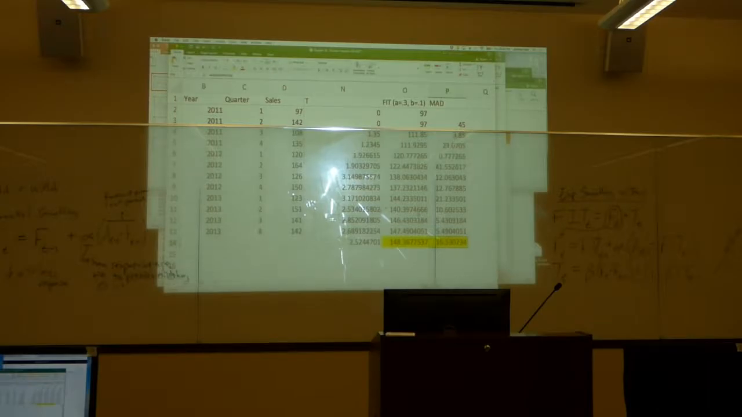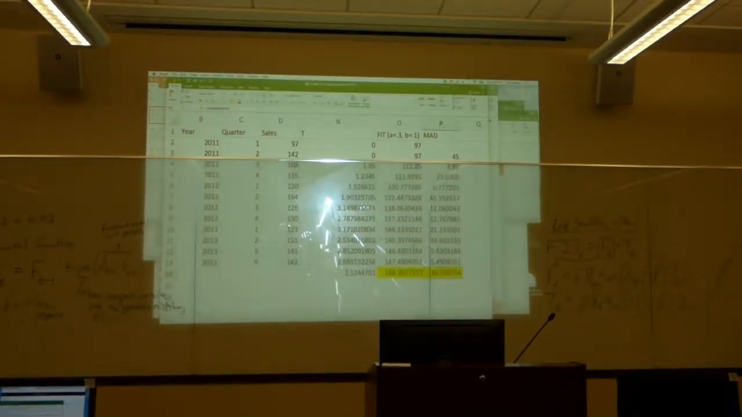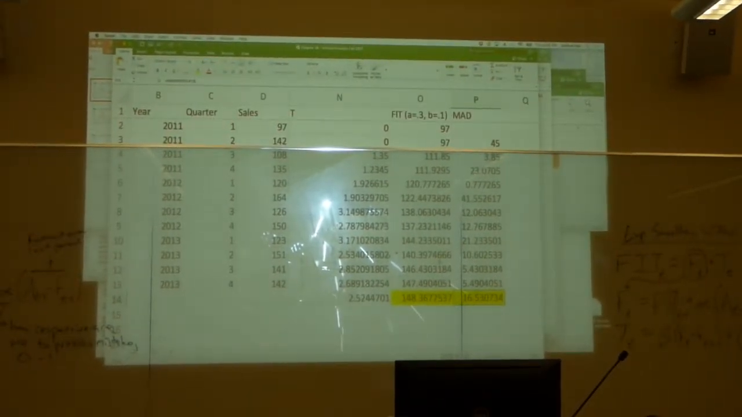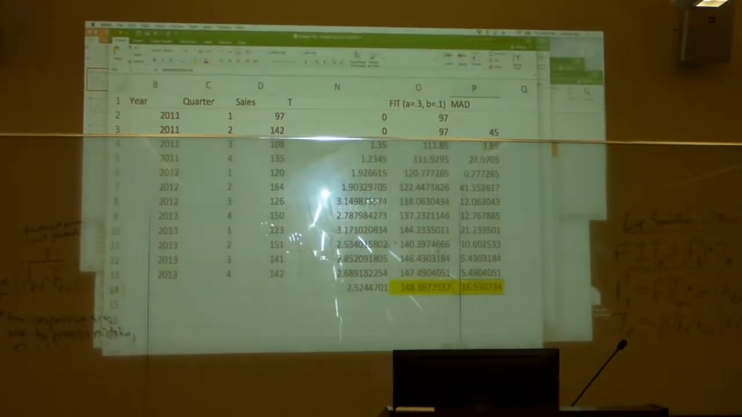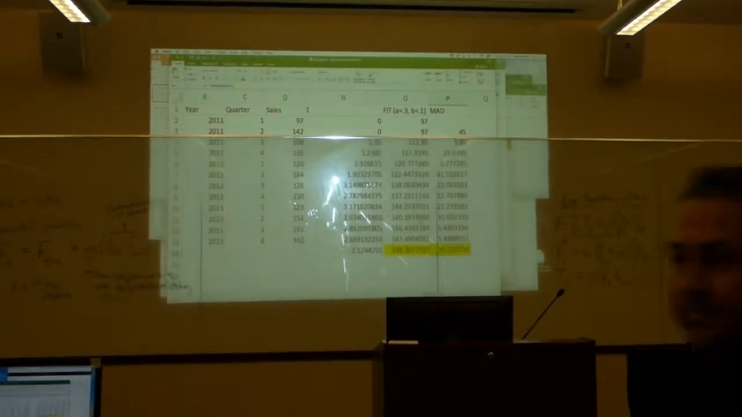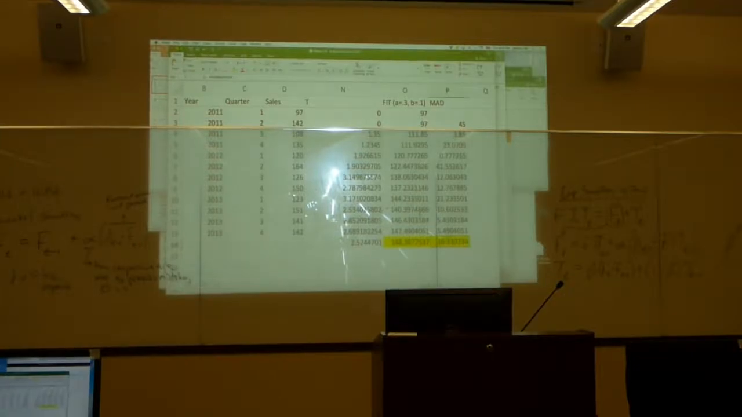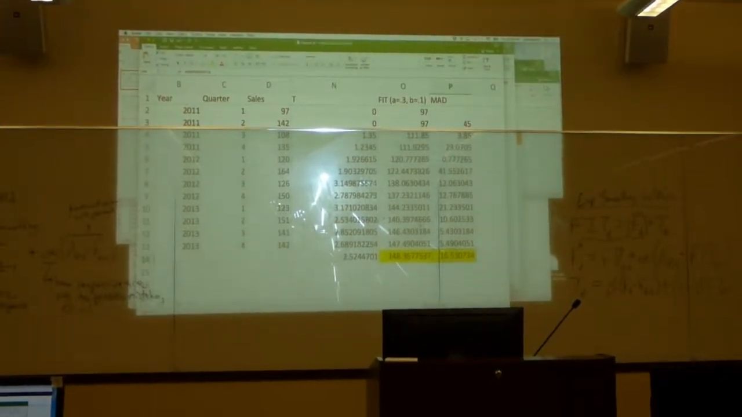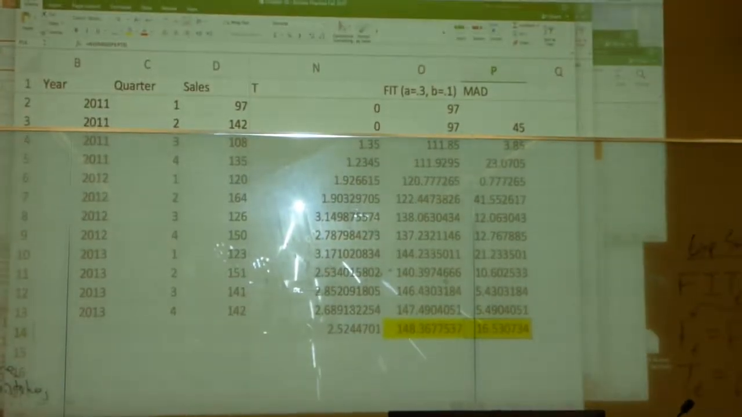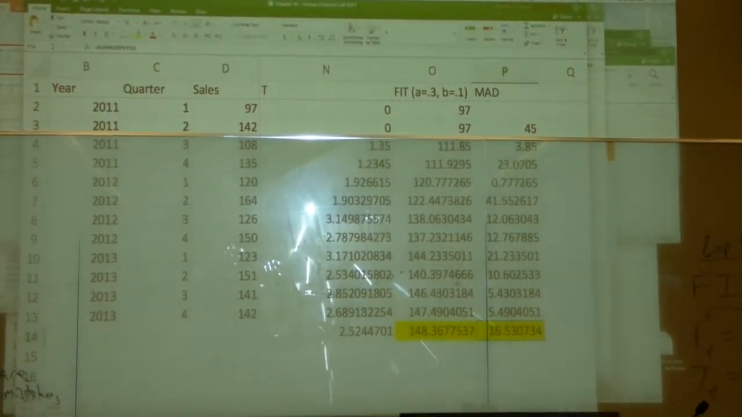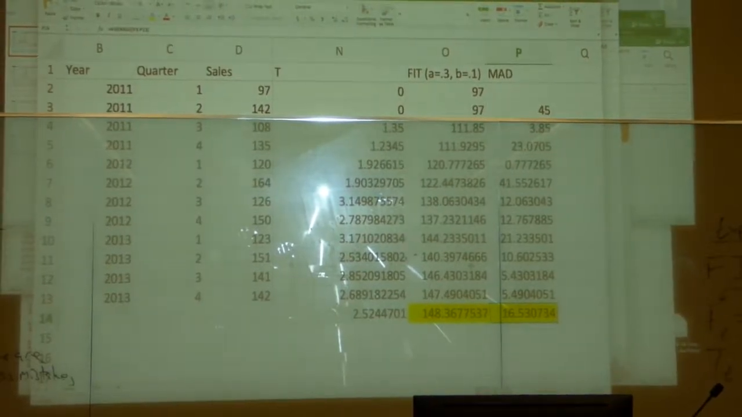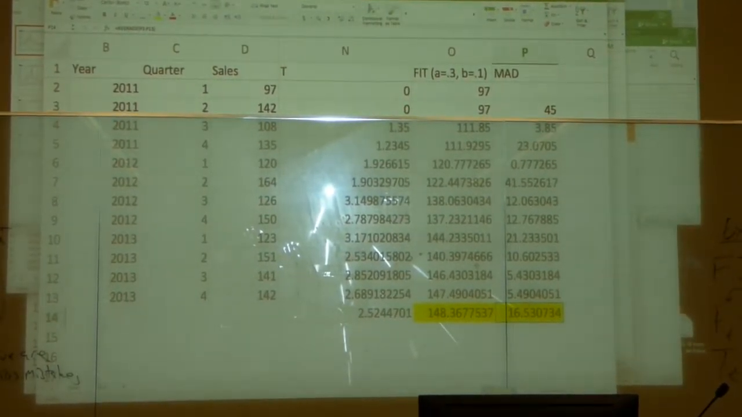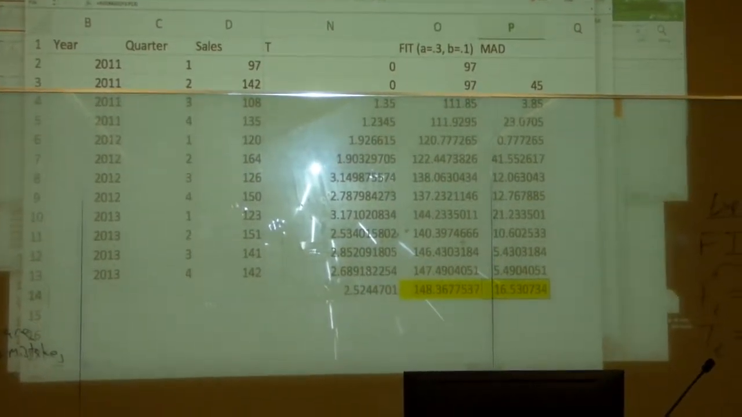No, no, no. This needs to be equals average. Why did you forget this? Yeah, yeah. Equals average of all your MADs. Yep. That's correct. That's the end of it? You guys good? Equals average. Yep.